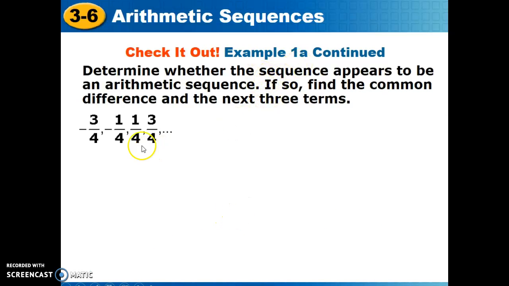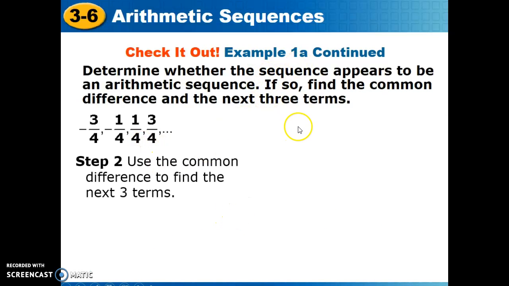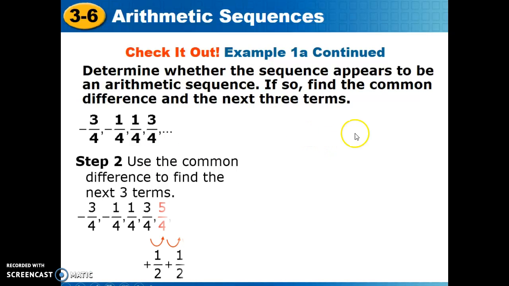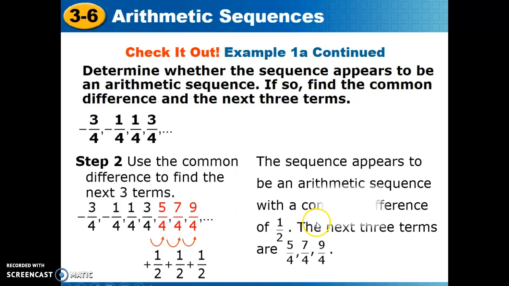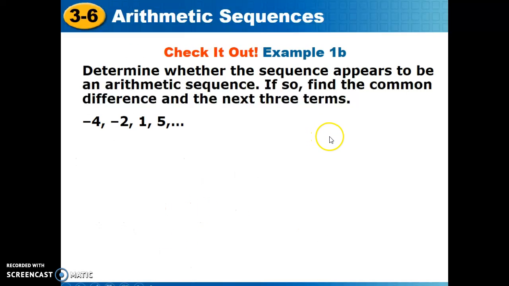Let's look at check it out 1a a little bit further. Use the common difference to find the next three terms. We're going to take the fourth term to find the fifth term. We're going to add to it 1/2. 1/2 is the same as 2/4. So we'd say 3/4 plus 2/4 is 5/4. 5/4 plus 2/4 is 7/4. And 7/4 plus 2/4 is 9/4. Finding the next three terms given the difference.